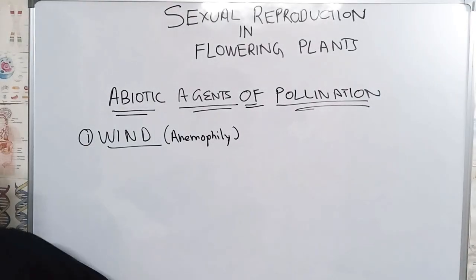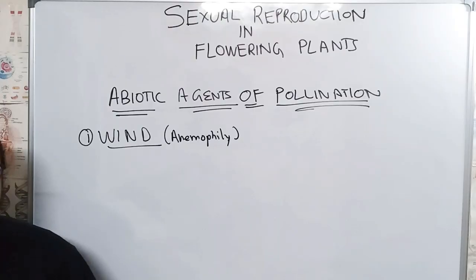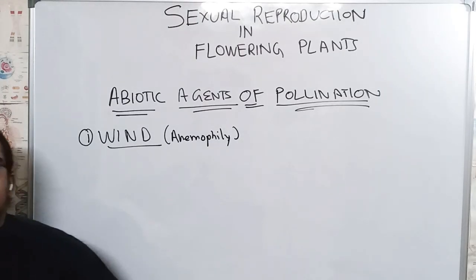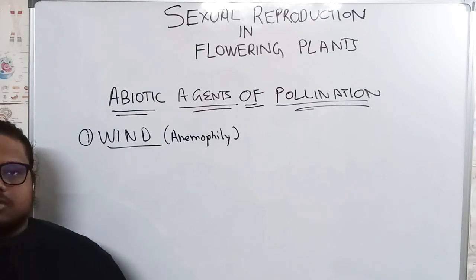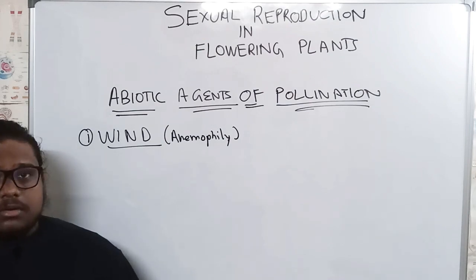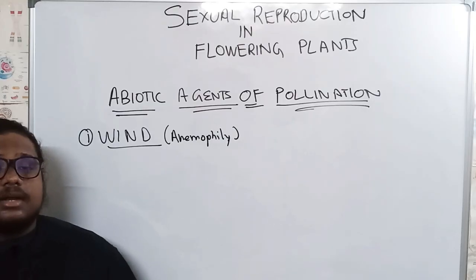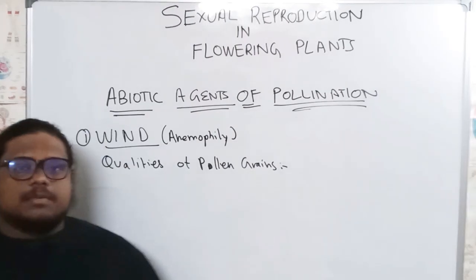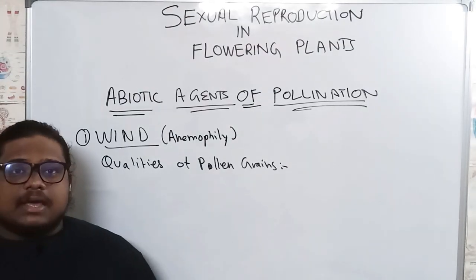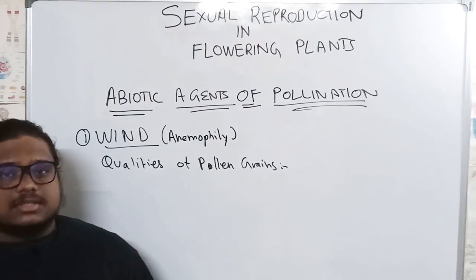It is also known as anemophily. In the abiotic agents of pollination, wind is more common because there are flowers everywhere. There are flowers everywhere on the surface of earth, that is on land, underwater, but most plants are on the land. So pollination is commonly done by the wind. The plants which are pollinated through wind, their pollen grains have certain characteristics because of which they are suitable for wind pollination.